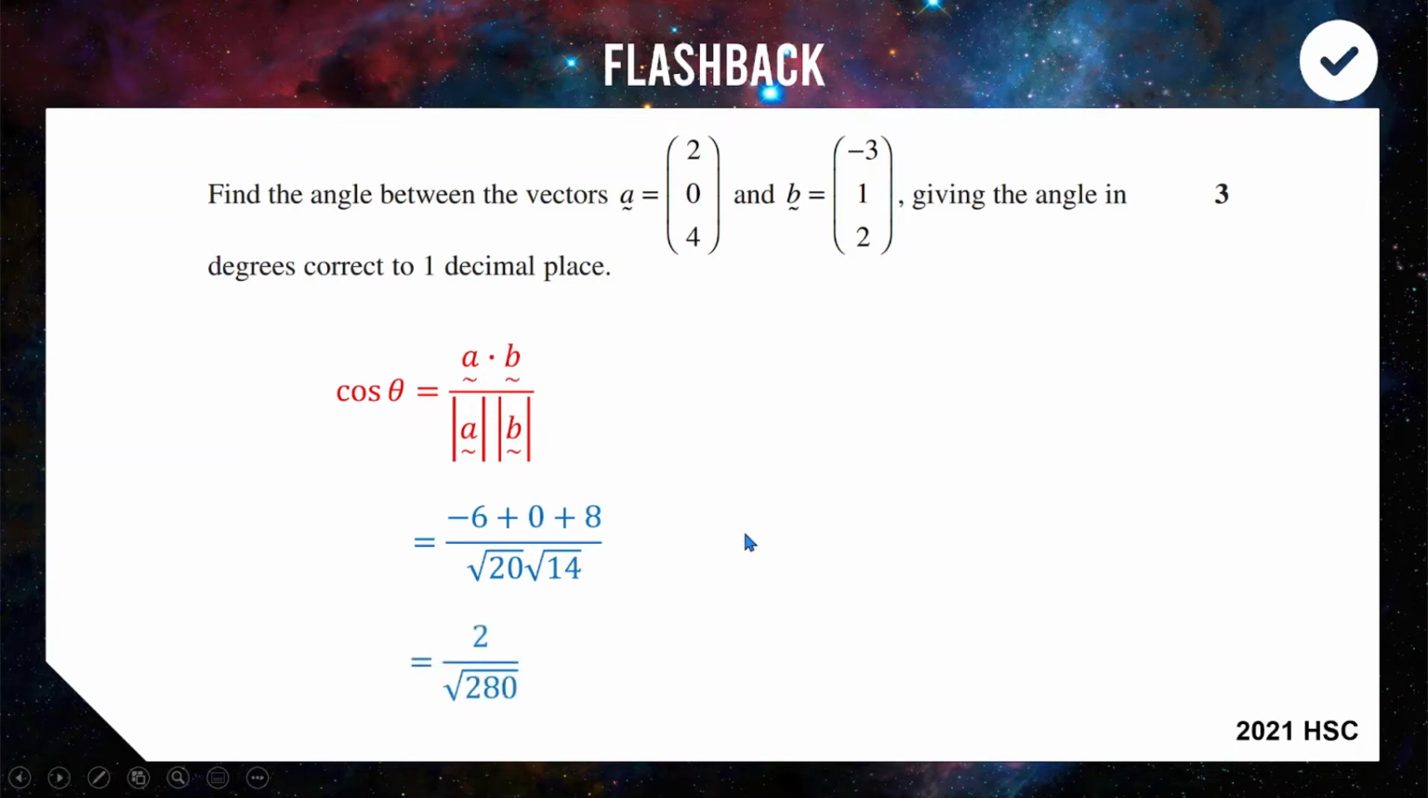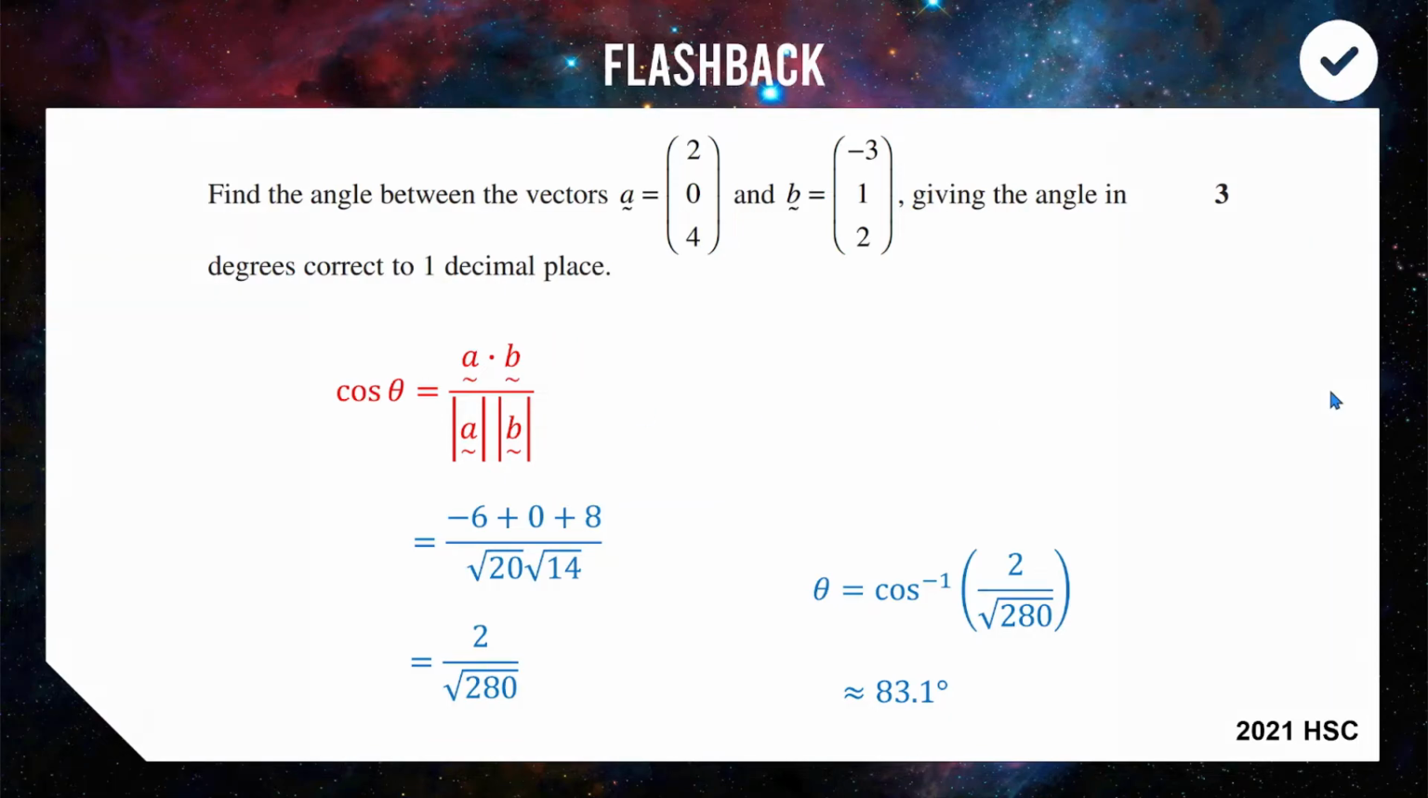Okay, working this out, we end up with 2 over the square root of 280. This is equal to cosine of our angle theta. So to find theta, we'll just do inverse cosine of 2 over root 280, getting us an answer of around 83.1 degrees to one decimal place. All right, so as far as marks in HSC goes, that's pretty much the easiest 3 marks you're gonna get. As long as you know how to use this formula, it's a pretty easy 3%.